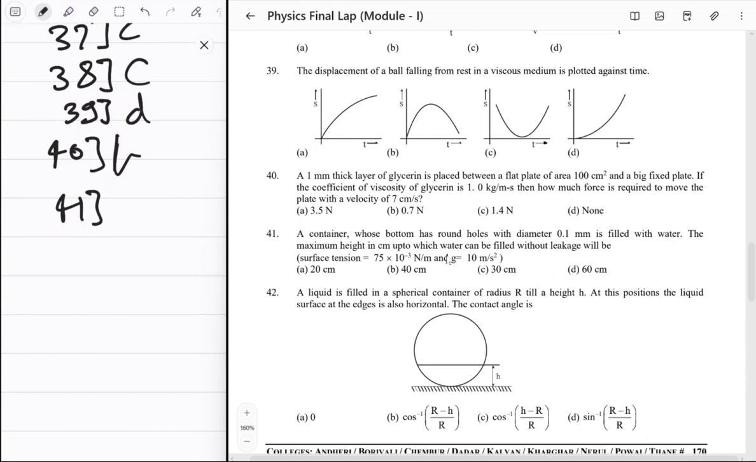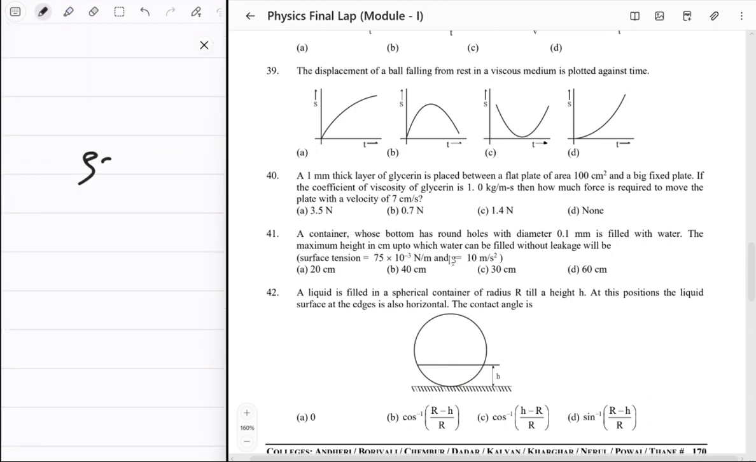समझा नहीं मैं इसमें exactly क्या कर रहे हैं. Container है, bottom has a round hole with diameter 0.1. Okay, filled with water. Fine. The maximum height up to which water can be filled without. Oh, surface tension is given. Oh, okay, that makes sense. Right, तो इसे bulb form करेगा. I get that. Right. तो pressure कितना हो जाएगा?